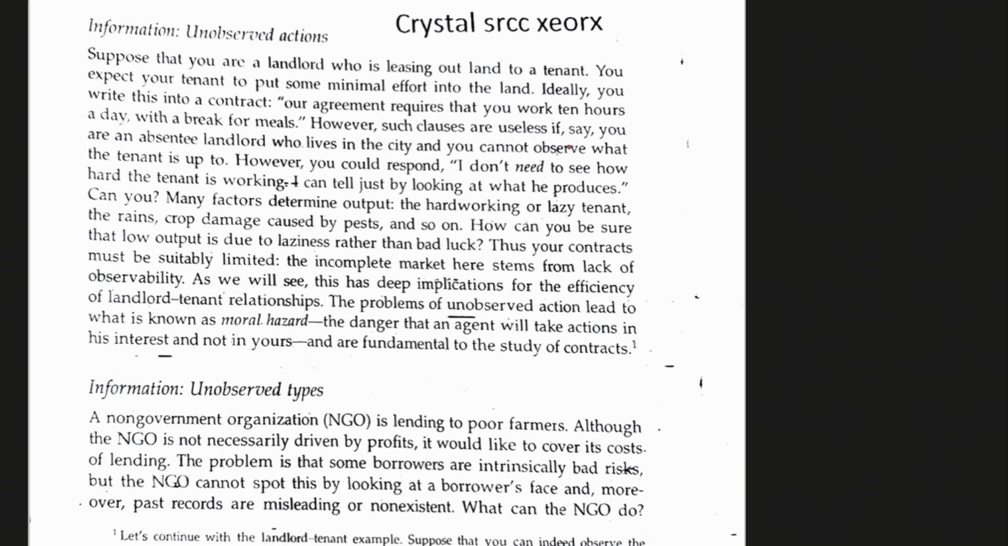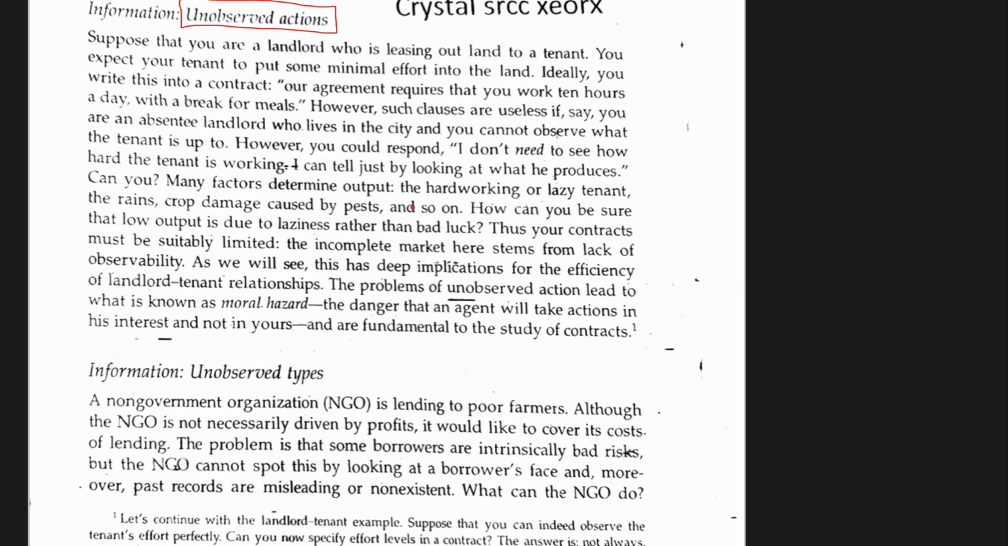However, such clauses are useless if, say, you are an absentee landlord who lives in the city and you cannot observe what the tenant is up to. So these are unobserved actions: you can't observe what the tenant is doing, exactly like in the case of insurance companies or home loans. They can't always be looking 24/7 into whether you're taking care of yourself or your house or whatever.